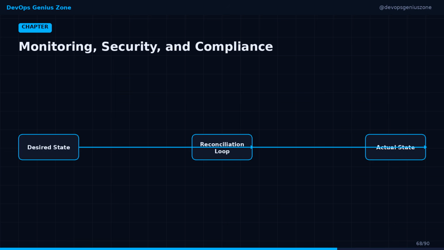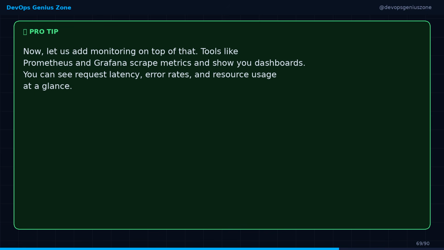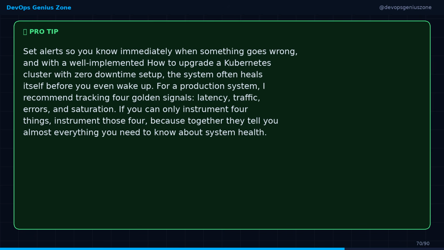Set alerts so you know immediately when something goes wrong, and with a well-implemented zero-downtime Kubernetes cluster upgrade setup, the system often heals itself before you even wake up. For a production system, I recommend tracking 4 golden signals: latency, traffic, errors, and saturation. If you can only instrument 4 things, instrument those 4, because together they tell you almost everything you need to know about system health.